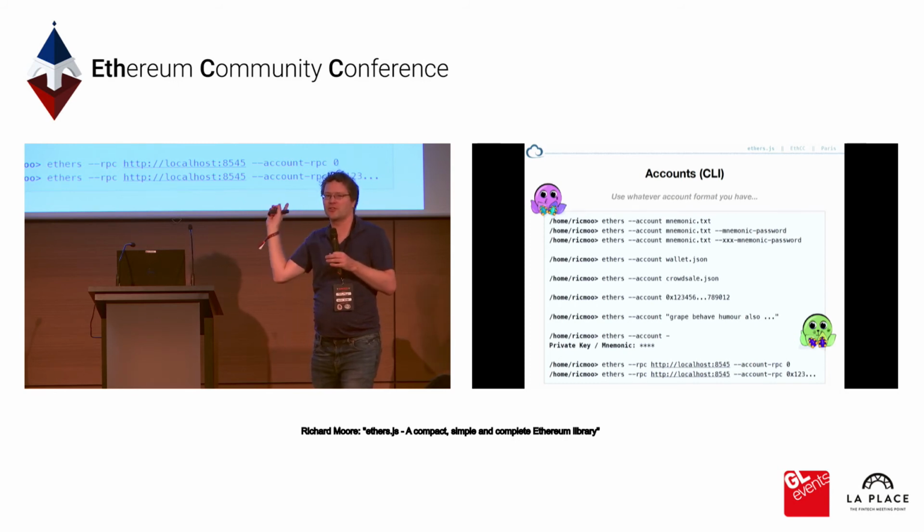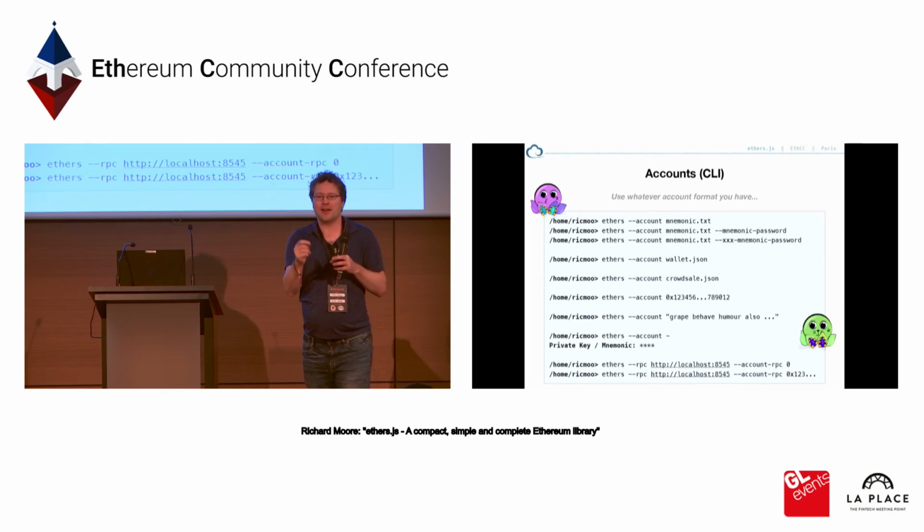If anybody's seen my article on swirling, basically, I'll go into it quickly. If you have a mnemonic, it makes a private key. If you choose a password, it gives you another private key.